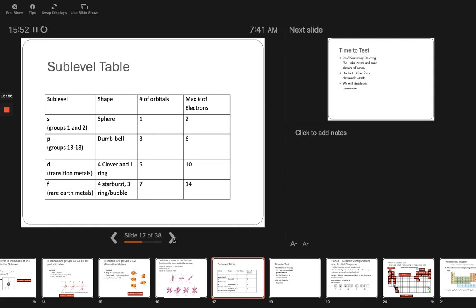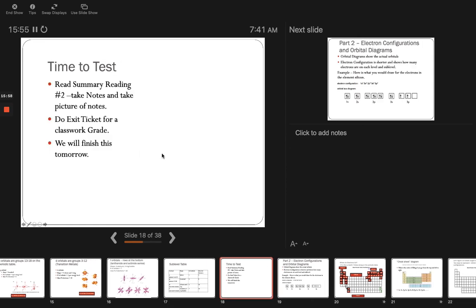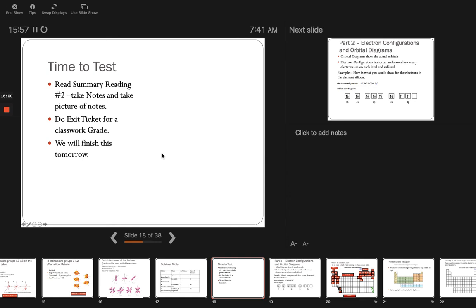Now in my class, I am going to have you do a little summary reading with your assignment, and you're going to take an exit ticket for a classwork grade. We will finish part 2 of this lesson tomorrow.